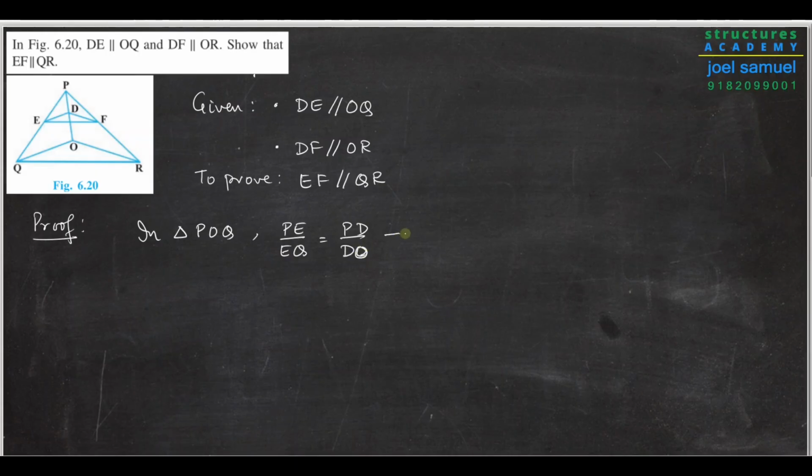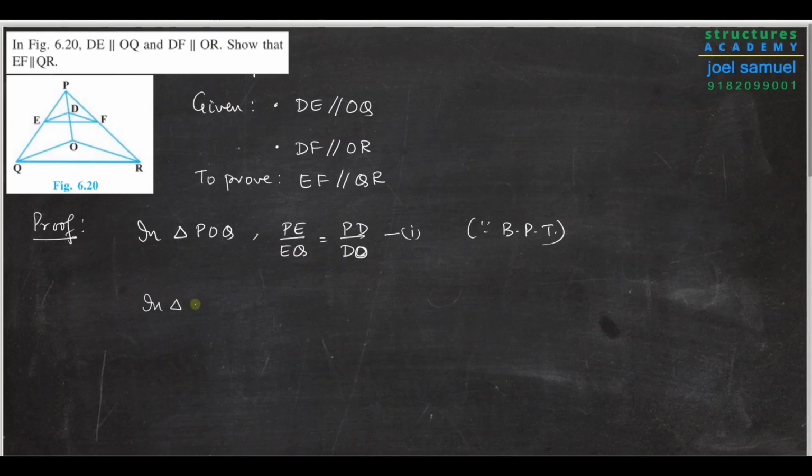So in triangle POQ, PE divided by EQ is equal to PD divided by DO. Let's call this equation number 1, and the reason we ascribe is basic proportionality theorem. Let's look at this in the figure. PE divided by EQ is equal to PD divided by DO as a consequence of these two lines being parallel in this triangle POQ.